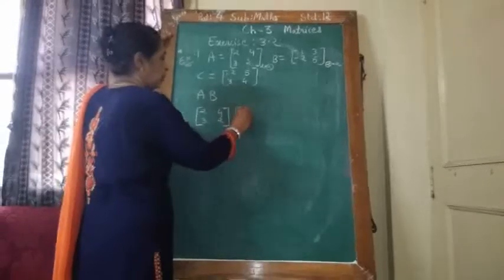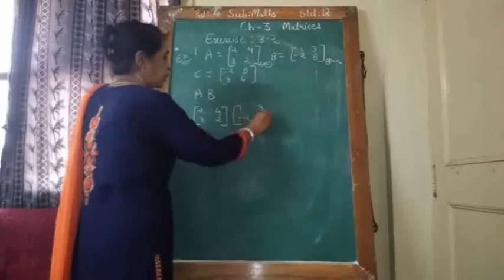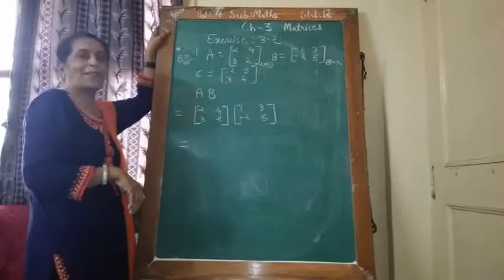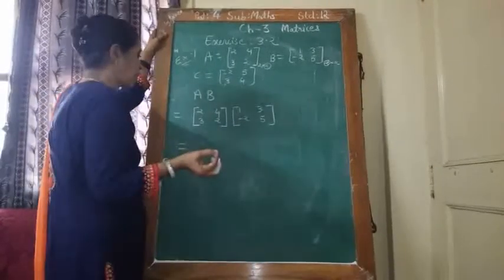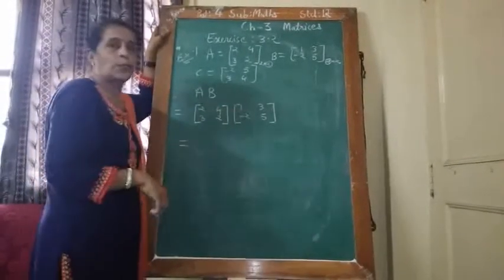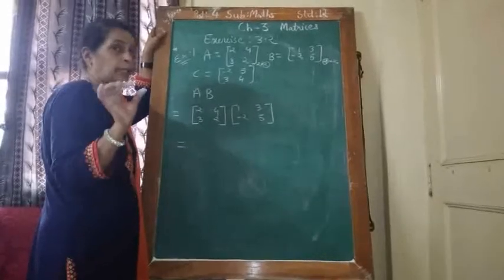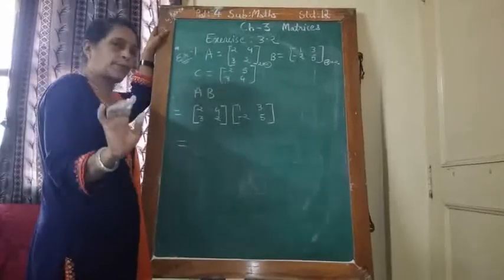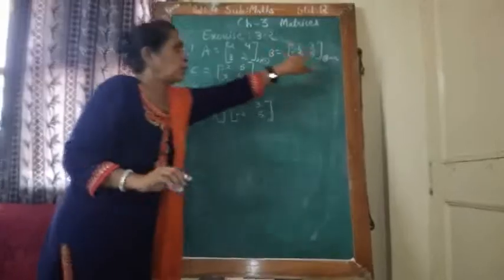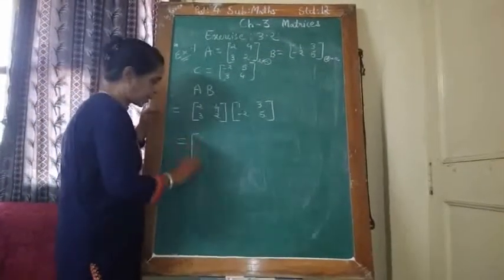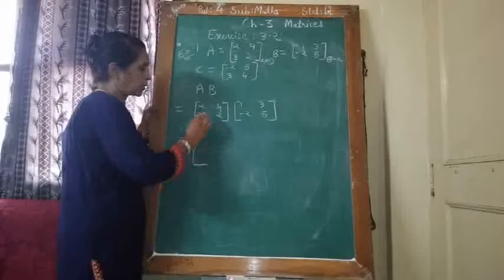B is 1, 3, minus 2, 5. And the product is again a matrix, not some real number. Or you may say the product of these two matrices is not minus 25 or 20, not a real number. It is again a matrix form, and of what order? 2 cross 2 order. So how to do it? I will explain. Order is 2 cross 2.